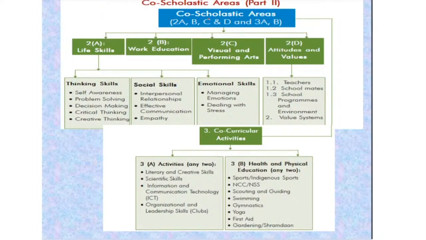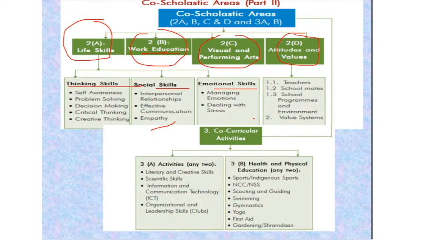So when we talk about co-scholastic areas, that is part 2A, part 2B, part 2C and part 2D. A indicates life skills, that is your thinking skills in the form of self-awareness, problem solving, decision making, critical thinking, creative thinking. Part B talks about work education. It is your social skills, interpersonal skills, effective communication, your understanding level. Part 2C talks about emotional skills, managing and dealing with stress. Part 2D talks about attitude and values, with the attitude towards the teachers, towards the peer groups, towards the institution, and towards the environment and the value system.